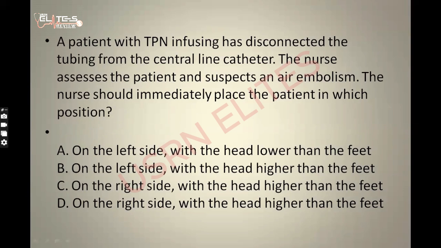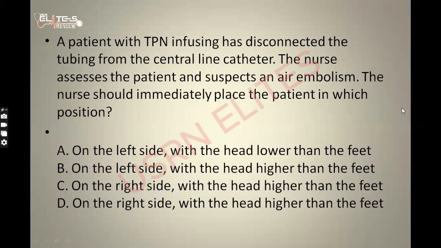A patient with TPN infusing has disconnected the tubing from the central line catheter. The nurse assesses the patient and suspects an air embolism. The nurse should immediately place the client in which position? Who wants to try that for us? Kindly raise your hand. I want the hand raised. Who wants to try?